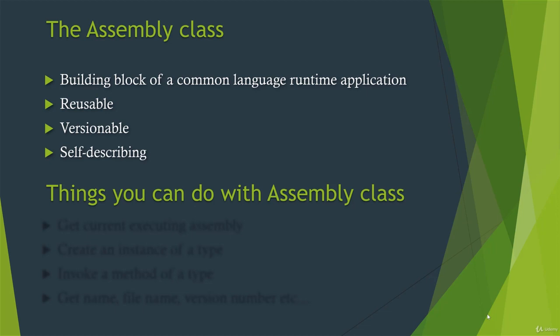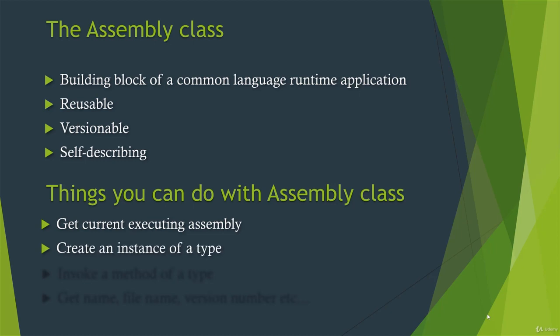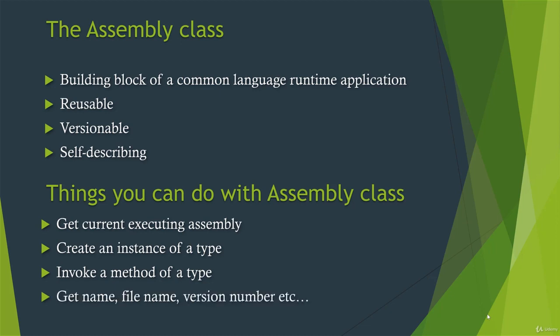Things that you can do with the Assembly class is that you can get the current executing assembly, which means that within a code, you can understand which assembly is running that code or where that code is located. With having the class and a type, you can create instances of that using the Assembly class. You can invoke the method of a given class using the Assembly class. And also you can get some metadata such as name or file name or version number of the assembly. So let's go to Visual Studio and see what we can do with the Assembly class.